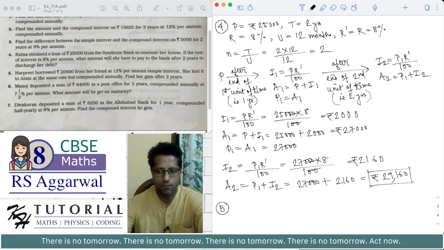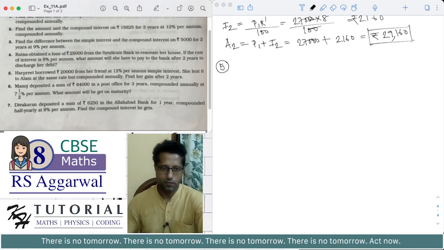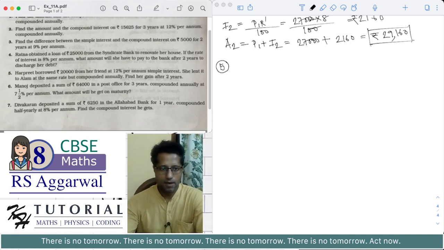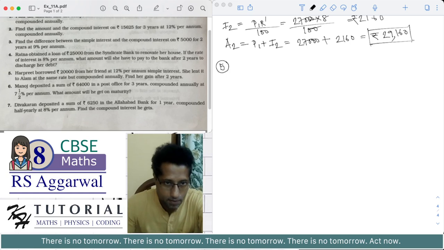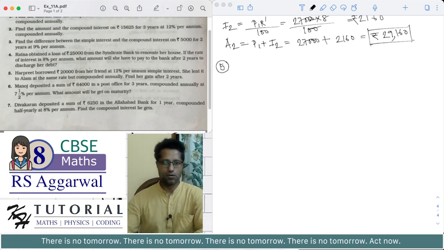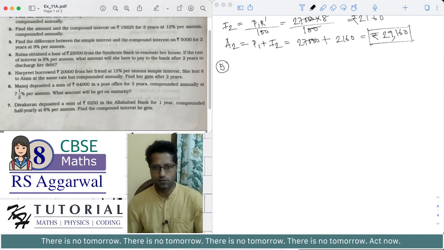So what is question number 5? Harpreet borrowed rupees 20,000 from her friend at 12% per annum simple interest. She lent it to Alam at the same rate but compounded annually. Find her gain after 2 years. So basically, Harpreet borrowed from her friend rupees 20,000 for 2 years at a simple interest of 12% per annum.